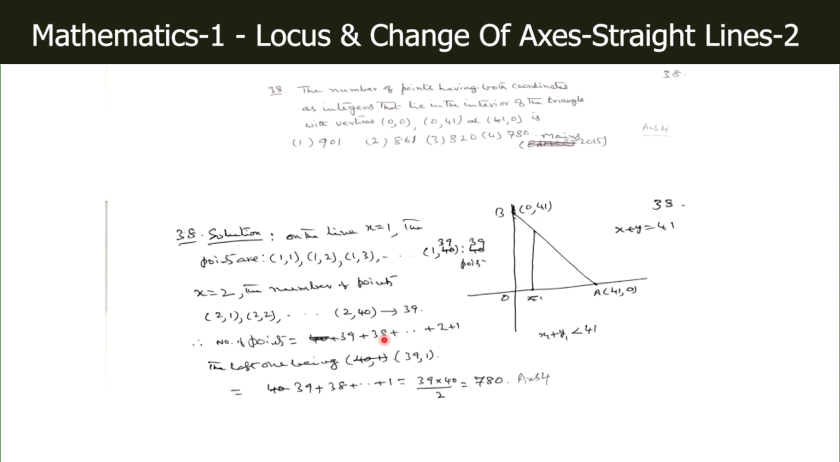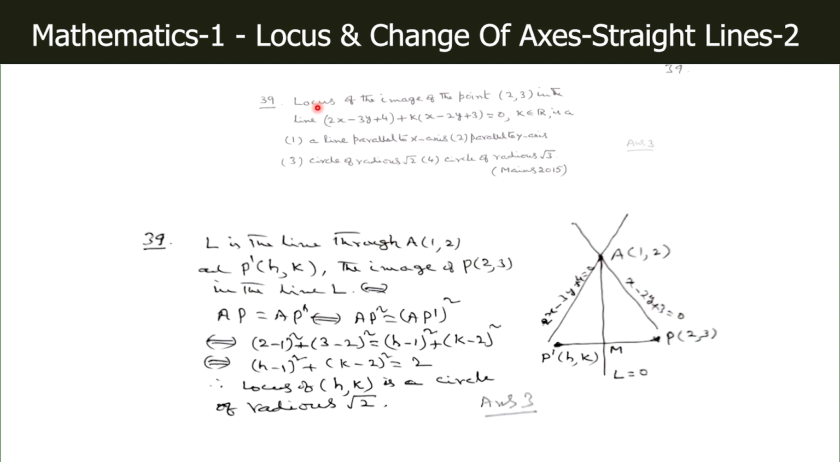The last one is x is equal to 39, which has only 1 point, (39, 1). So the total number of points which lie inside the triangle is 39 plus 38 plus 37, etc., plus 1, whose sum is simply 39 into 40 by 2, which is 780. So the correct option is option number 4. Remember that this was asked in Mains 2015.